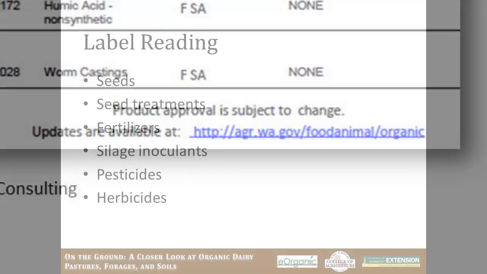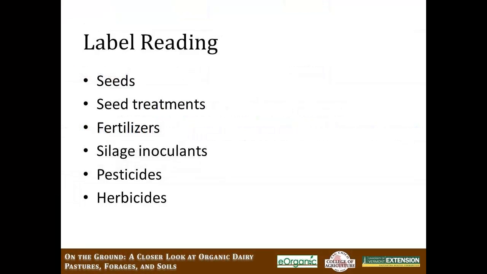So now let's start looking at some of the product labels. We'll take a look at seeds and seed treatments, then we'll discuss fertilizers, silage inoculants, and then we'll look at some pesticides and herbicides.